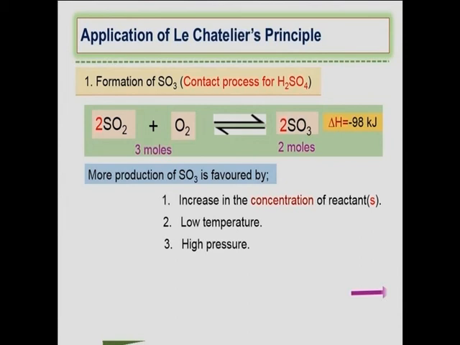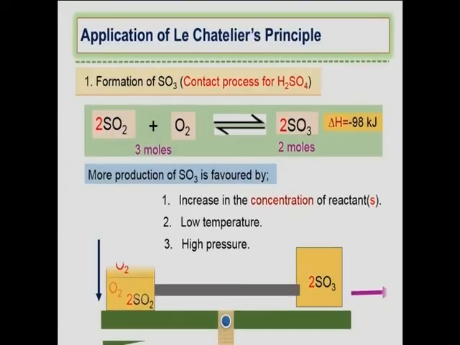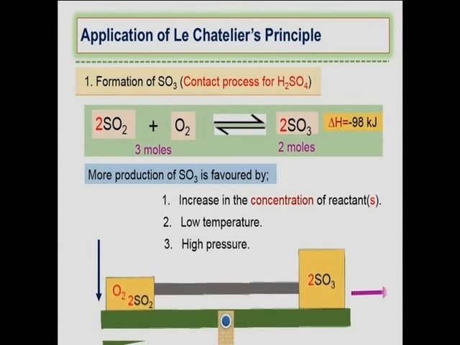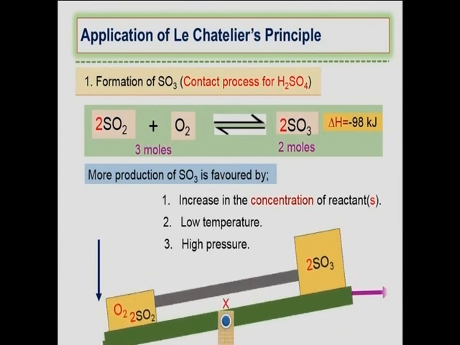And the last factor that will favor more production of sulfur trioxide is high pressure, because the volume at the reactant side is larger than the volume at the product side. You have 3 moles at the reactant side and just 2 moles at the product side. So what we can do is we can increase the pressure. So concentration is altered, equilibrium is disturbed, and it reestablishes the equilibrium by producing more sulfur trioxide.